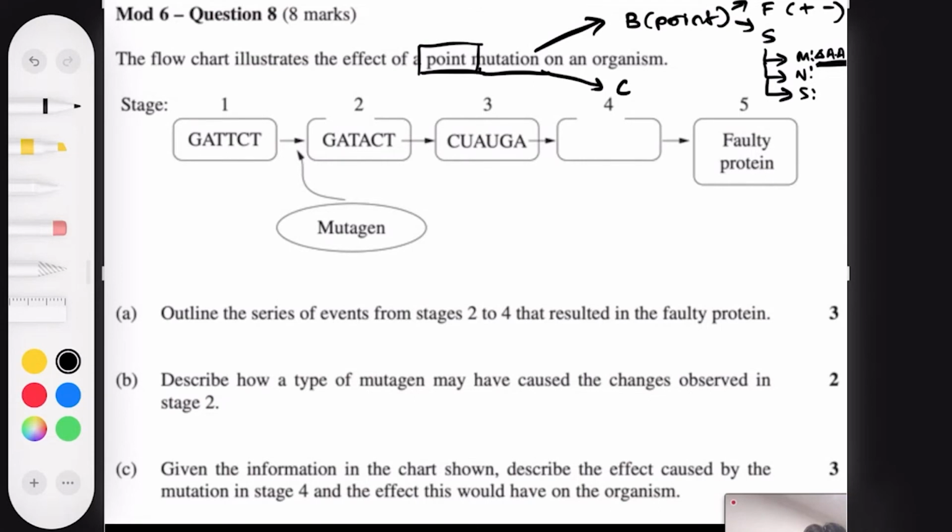Not stop codon, because what is a stop codon mutation, Miriam? A stop codon mutation is a nonsense mutation. Yeah, very good. So nonsense mutation produces a stop codon.